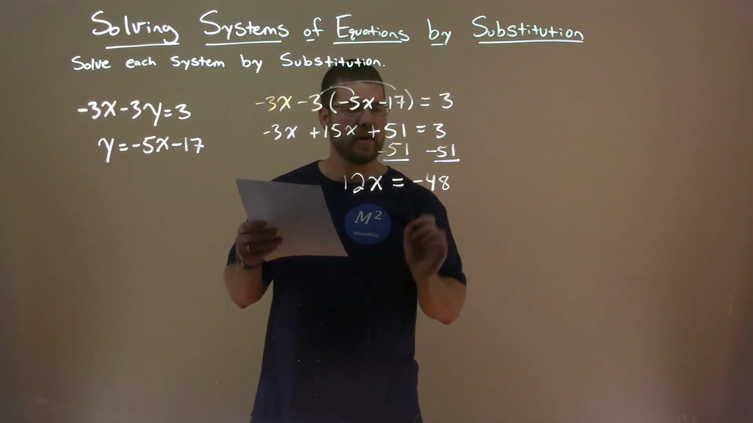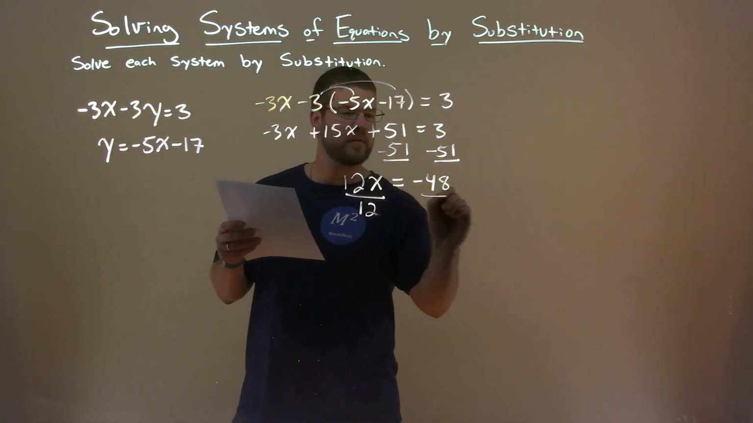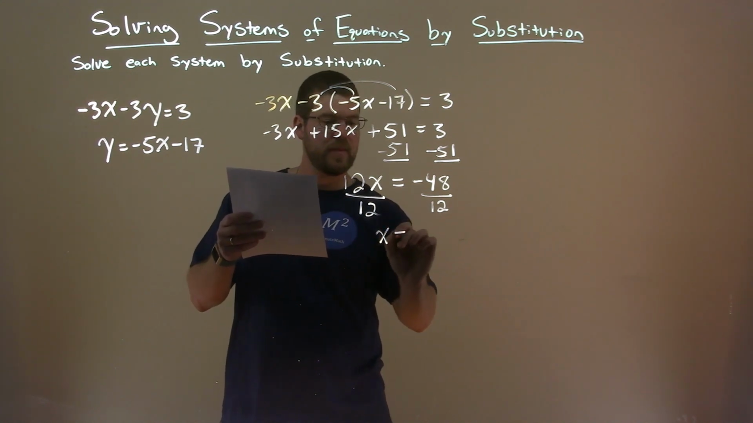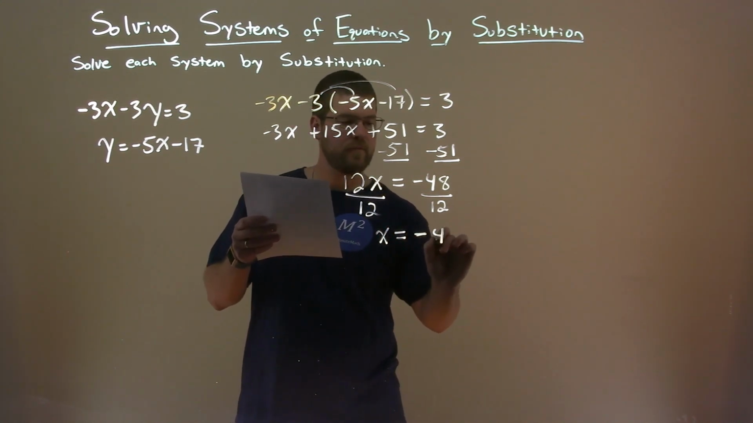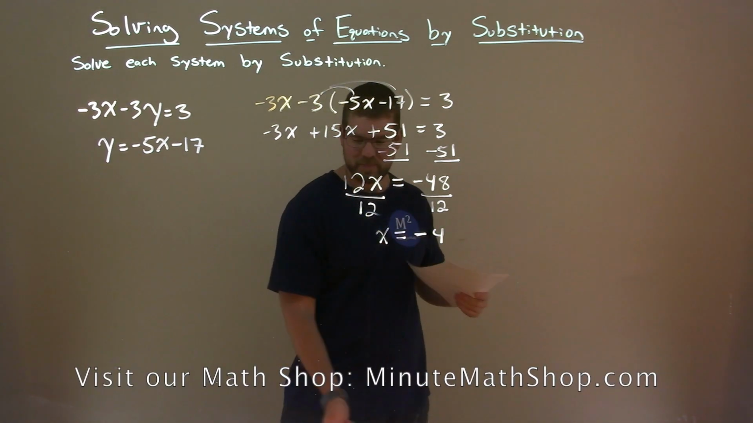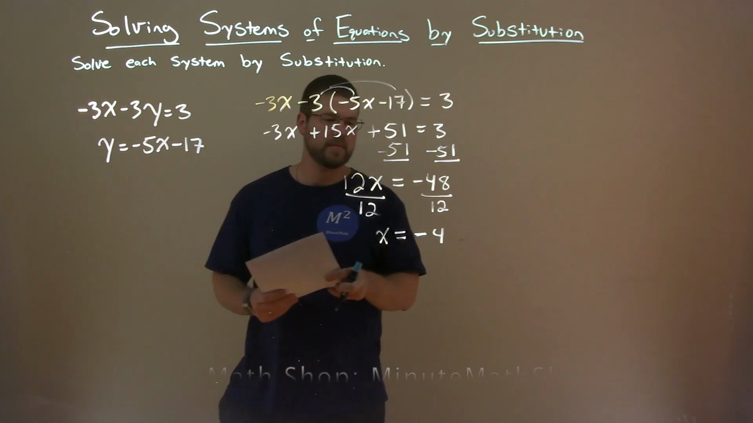This marker is dying. I'll switch in a second. Divide both sides by 12, and we have x completely by itself. And that equals negative 4. Alright, let's get a new marker for the next part here. Let's go in blue. It works.